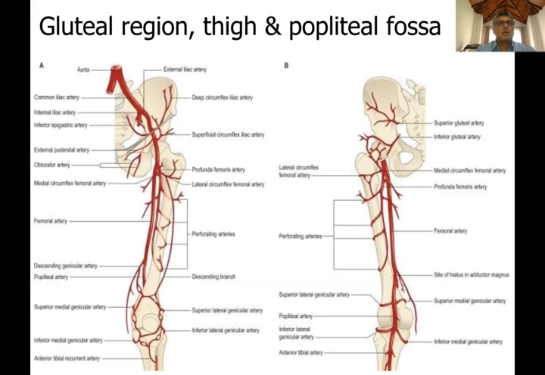Then we'll move on to the lower limb. Now, the same thing, we'll go through the arteries and then the veins and then lymph drainage. Now, the gluteal region, thigh and popliteal fossa. It's disturbing now to have this popliteal fossa. Again, this is a bit complicated, but I'll try to summarize at least some of it.